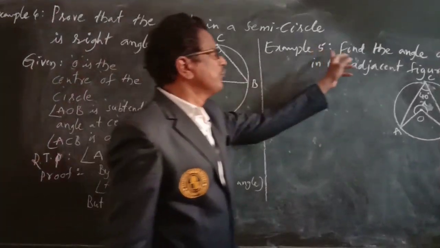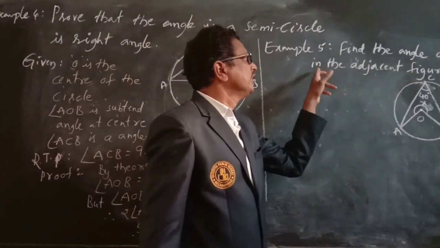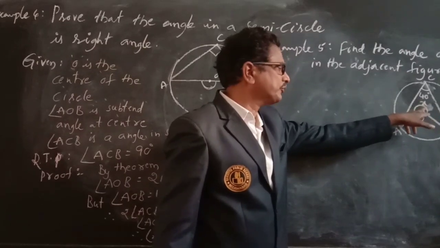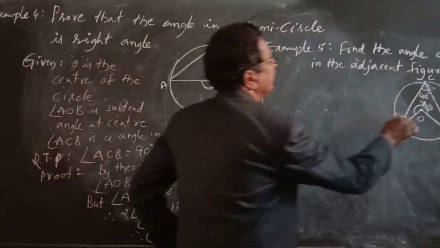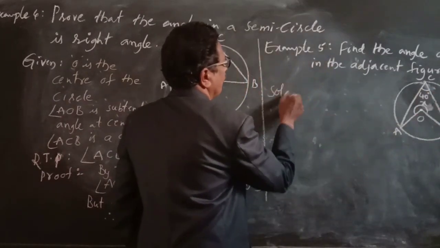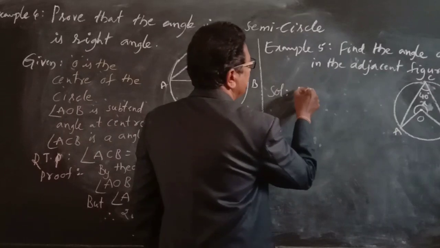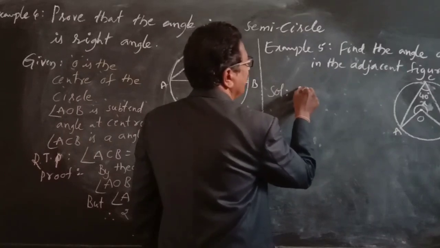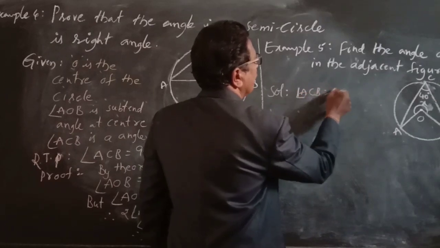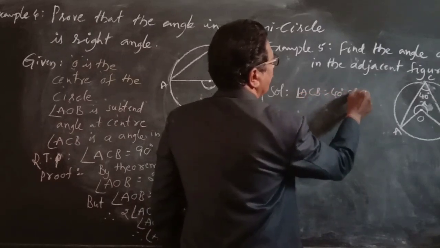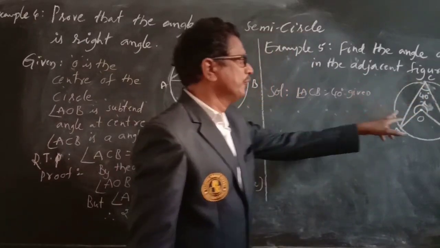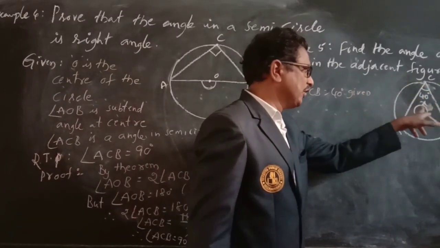Now come to example 5. Find the angle x in the adjacent figure. This x we have to find. Solution: by theorem, what is given here? Angle ACB is equal to 40 degrees, given. We have to find x.